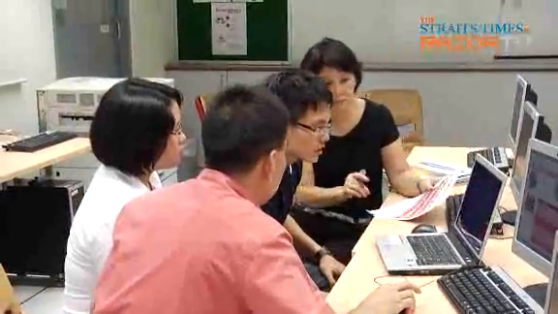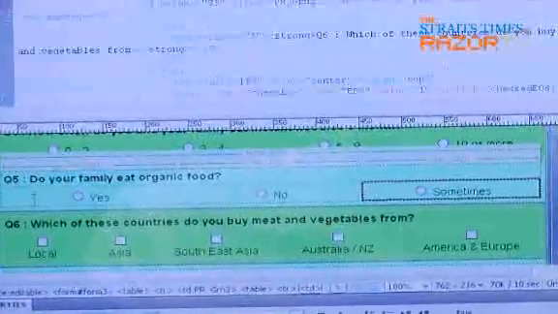So together with a team from Singapore Polytechnic, the foundation came up with a uniquely Singaporean version, taking into consideration factors such as eating habits. We tend to eat a lesser amount of meat than an average Westerner would. We have got more vegetarians.